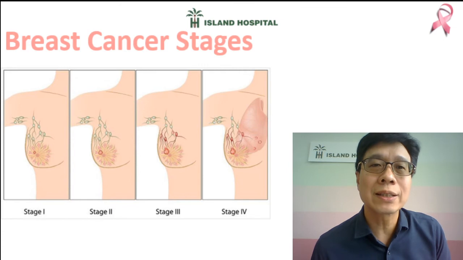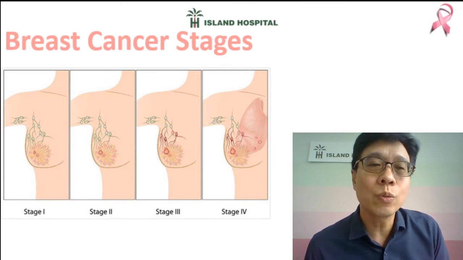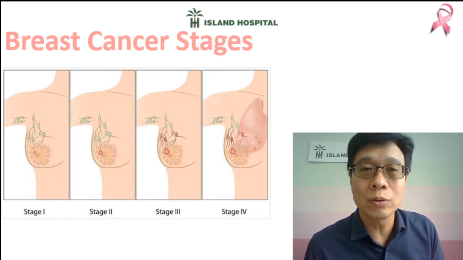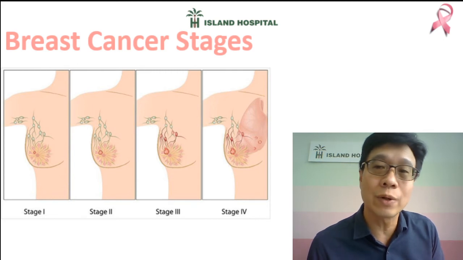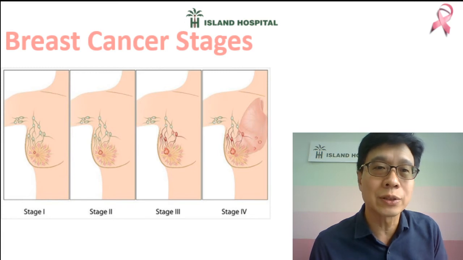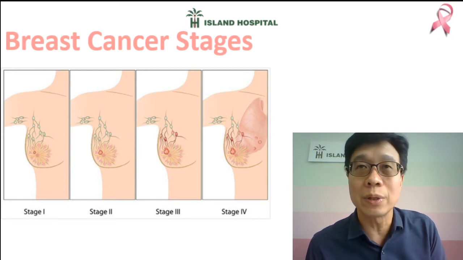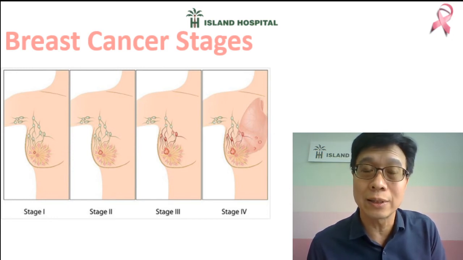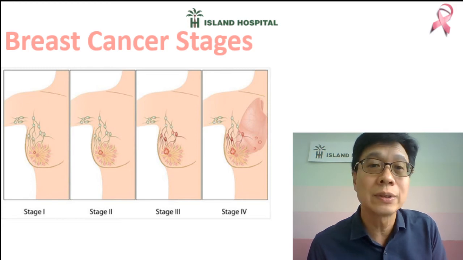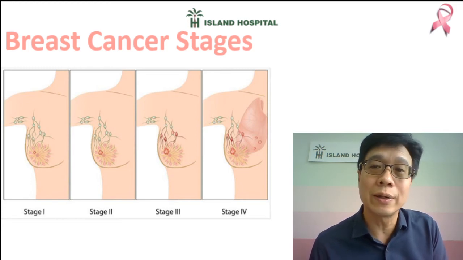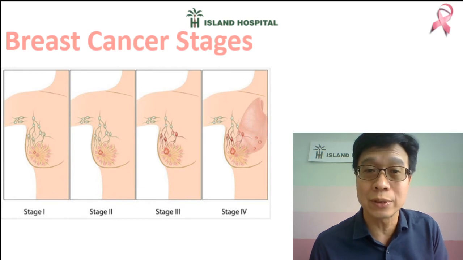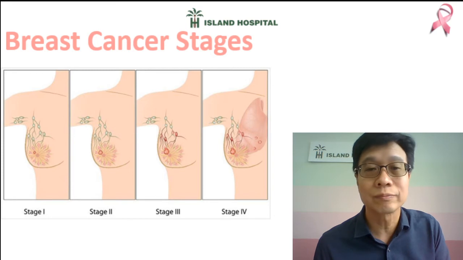Okay, these are the breast cancer stages. Stage 1 is when the cancer is still small, less than 2 centimeters, and is confined within the breast. Stage 2 is when the cancer is a little bit bigger, more than 2 centimeters, and there may be a few small spread to the lymph nodes. Stage 3 is when there are multiple nodes in the axilla or the armpit that are involved. And stage 4 is where the cancer has spread beyond the breast to another organ, for example, the lung, the liver, the bone, and so forth.